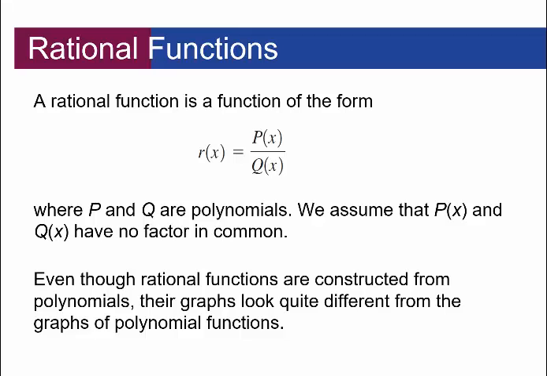So what exactly is a rational function? A rational function is a function of the form, we'll call it r of x, equal to p of x divided by q of x, where p and q are polynomials. We assume that p of x and q of x, as listed, have no common factor, so nothing cancels out. Even though rational functions are constructed from polynomials, their graphs look quite different from the graphs of polynomial functions.